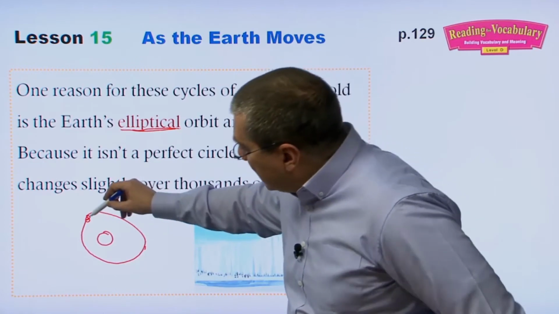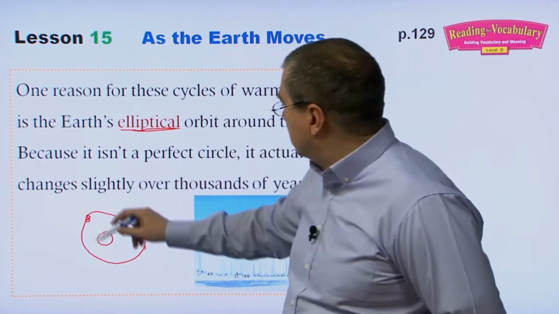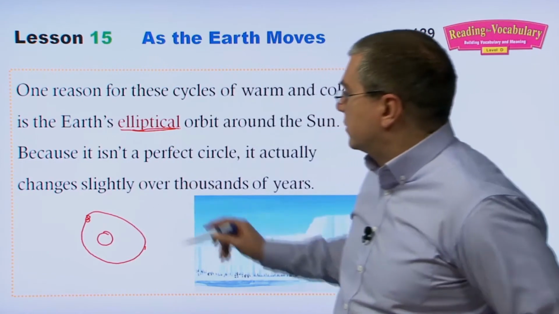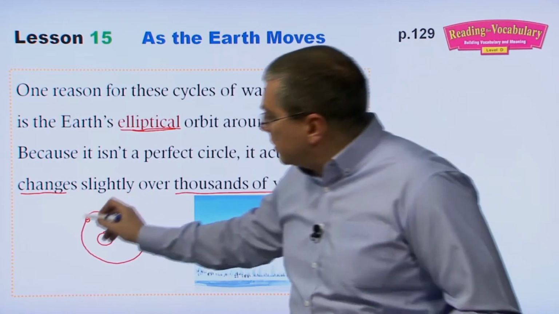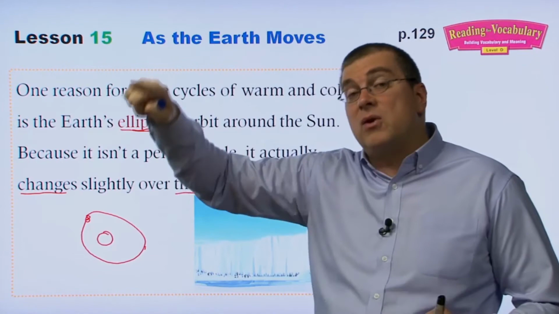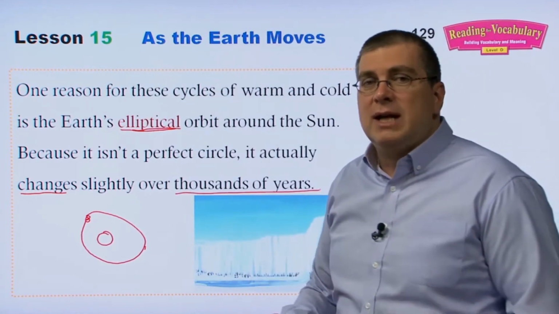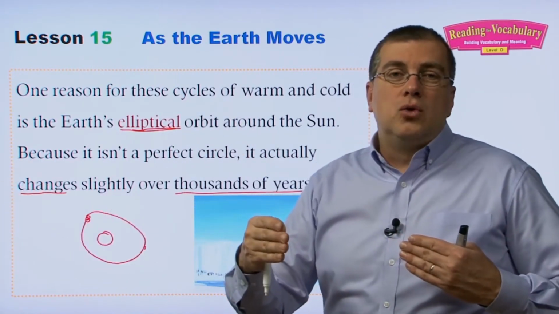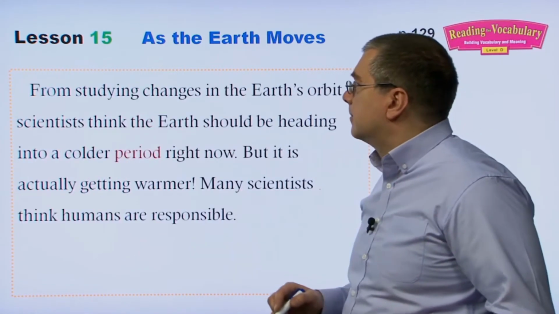It changes slightly. It takes a year, of course, to go around, but it's not always going around in a perfect circle. You know, it actually changes slightly over thousands of years. So the Earth's orbit doesn't always go around in a perfect circle. Sometimes it goes out a little bit further from the sun, and that takes thousands of years to change. So sometimes the Earth is actually farther away from the sun, and that's why it's cooler. And then when it gets closer to the sun, it gets warmer. And that's what they're talking about here.